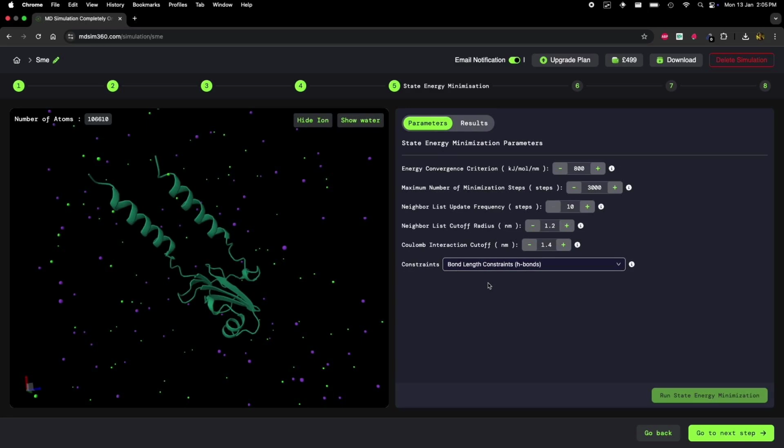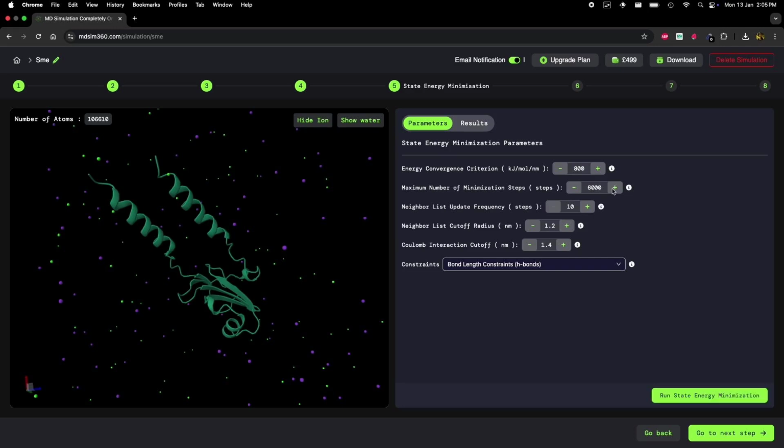You might be asking, what should you do if there are still fluctuations or instability toward the end? We can modify the simulation parameters. For instance, if the maximum number of minimization steps was set to 3,000, you could increase it to 5,000 or 6,000 steps. This gives the system more time to settle before moving on to the next step.